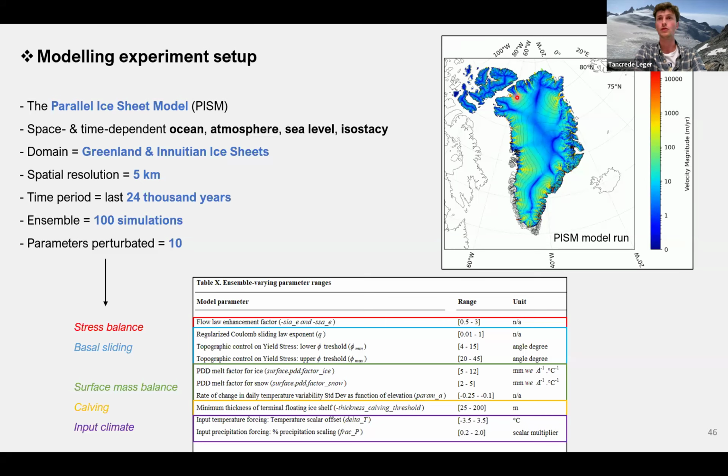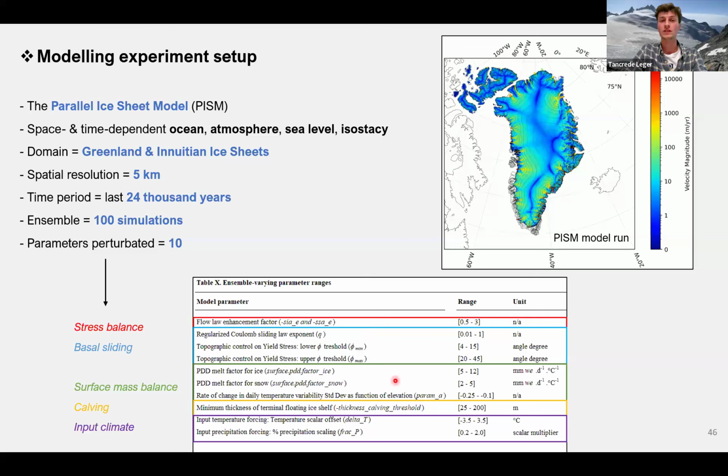So we follow this approach of running an ensemble, which means that we run a number of simulations, in this case 100, which was the highest number we could afford with a 5-kilometer grid. Within these 100 simulations, we perturb 10 key parameters. When you do ensemble studies, there is a rule of thumb that you should use 10 times more simulations than parameters that you perturb. And these parameters are summarized in this table.